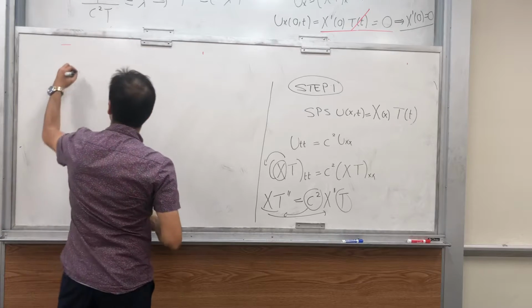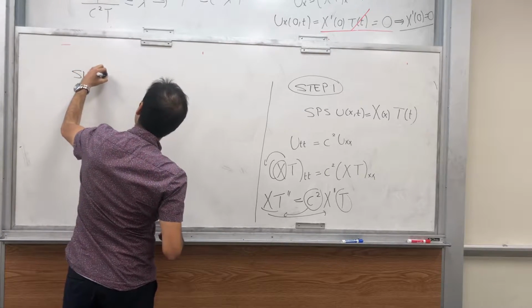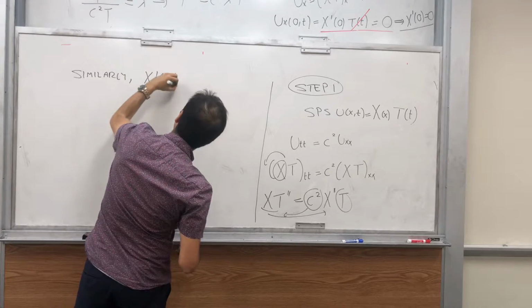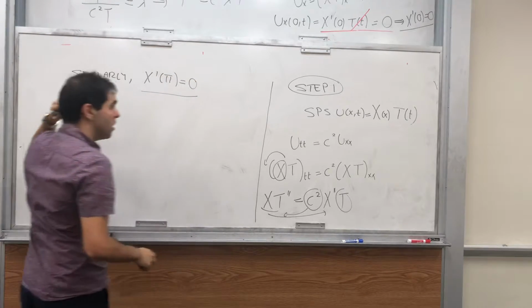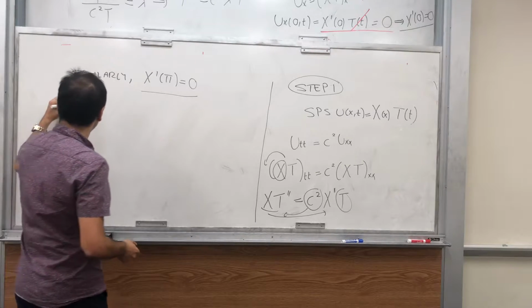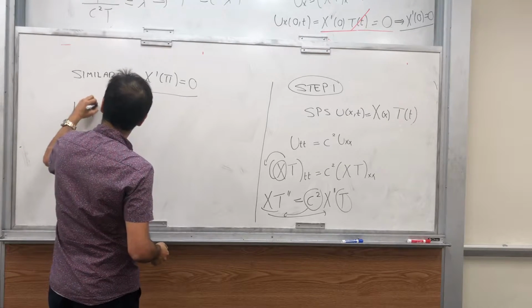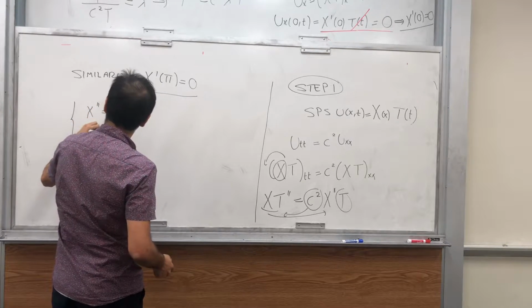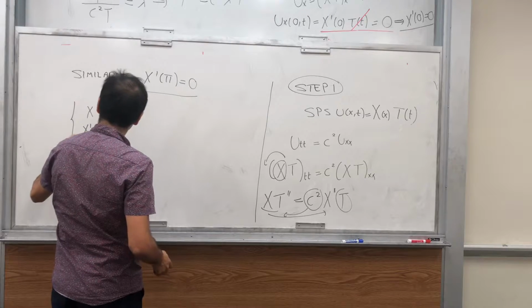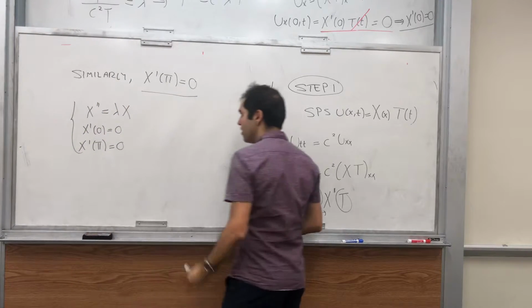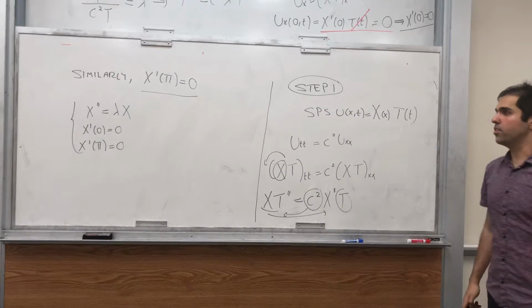So similarly, x prime of pi equals 0. That is good because now you end up with this boundary value ODE. You get x double prime equals lambda x, x prime of 0 equals 0, and x prime of pi equals 0. Good. And now let's solve this.